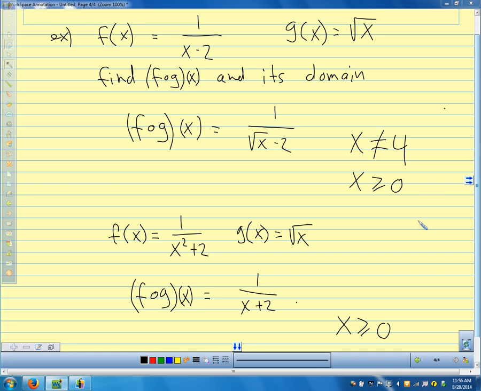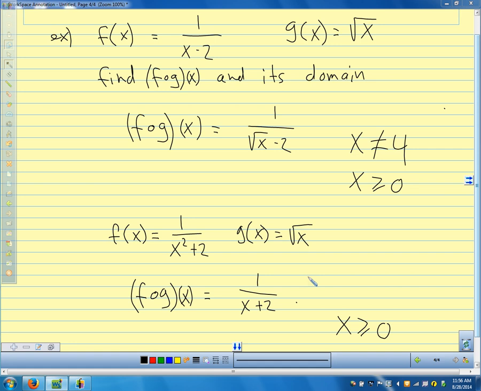All right. So g of x was square root of x, so we do have to restrict the negative numbers from there. So we have x is greater than or equal to 0, and x is not equal to 4. Here we just have to restrict the negative numbers. All right, we good? So we have to make sure we restrict the domain of the inside function.